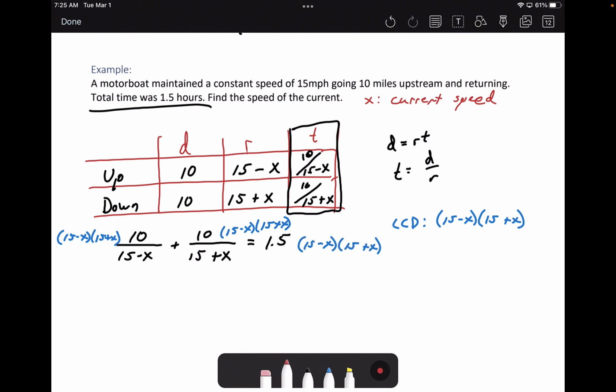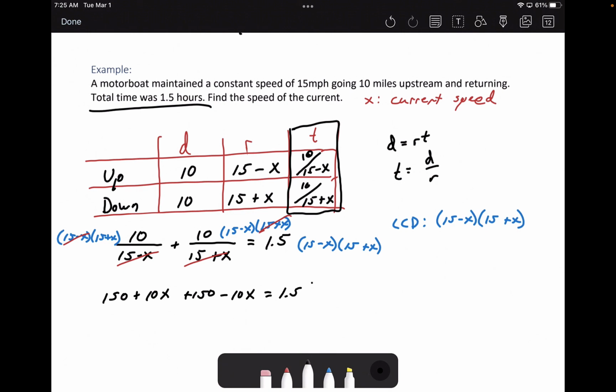And we can cancel. 15 minus x goes away in the first term. In the second term, 15 plus x goes away. And then on the far right, nothing cancels. So as we distribute, we get 150 plus 10x plus 150 minus 10x equals 1.5.